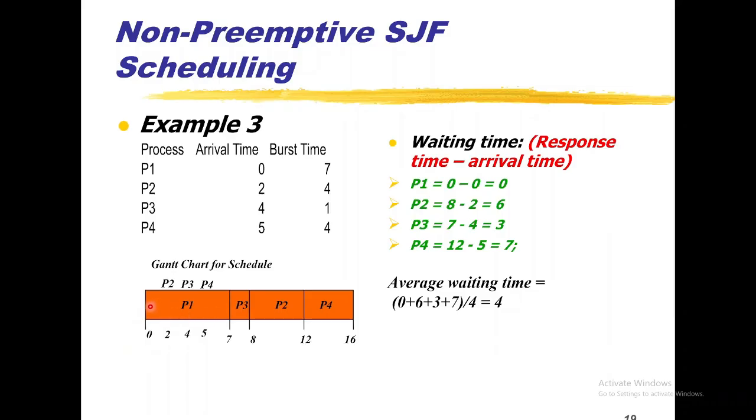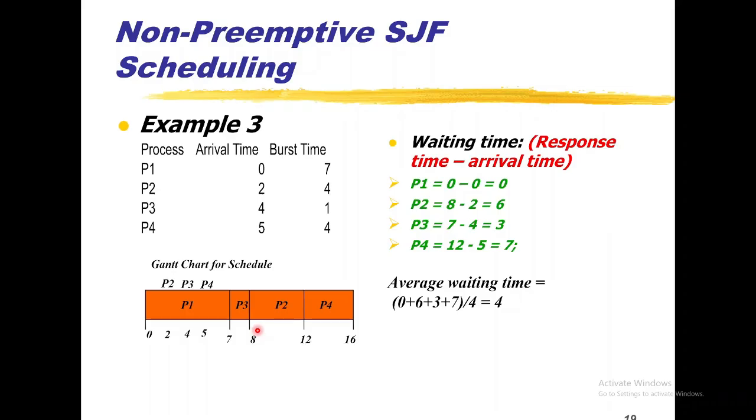Now note, while process 1 was running, process 2 arrived at 2 seconds, 3 arrived at 4 seconds, and 4 arrived at 5 seconds. So they were already in the queue while process 1 was running. But process 1 ran completely till it finished processing at 7 seconds. Now after 7 seconds, the CPU looked through the table and noticed that process 3 was shorter with only 1 second. So it picked process 3 and ran it for 1 second up to 8 seconds.